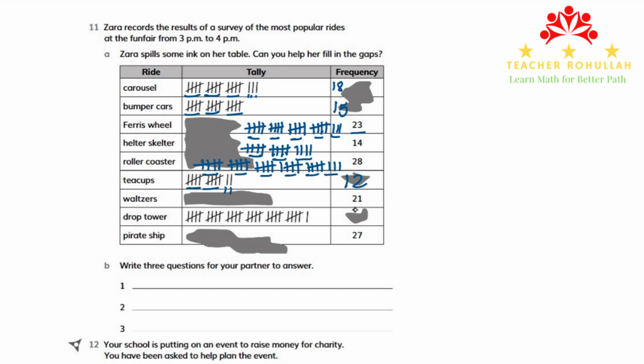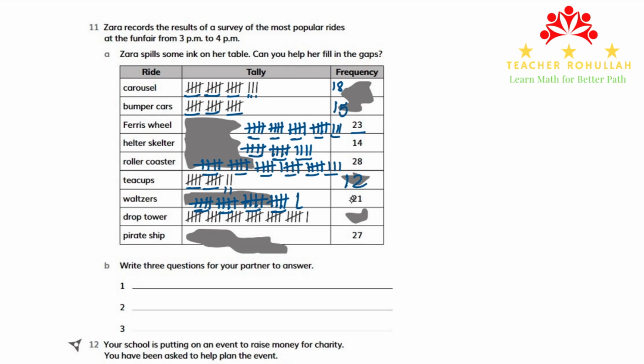In the seventh one, we don't have the tally marks, but we have the frequency. So we can easily show 21 by using the marks. 1, 2, 3, 4, 5, in groups of five: 5, 10, 15, 20, and 21.